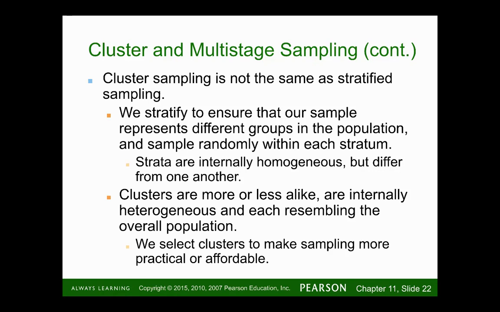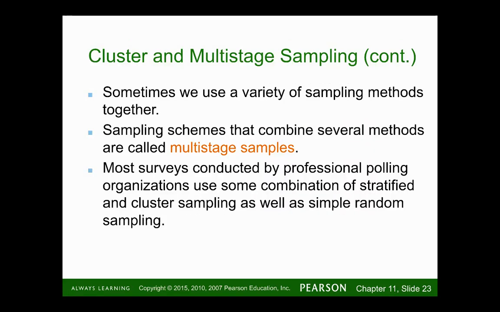We stratify to ensure that our sample represents different groups in the population and sample randomly within the stratum. Strata are intentionally homogeneous but differ from one another. Clusters, more or less alike, are internally heterogeneous, each resembling the overall population. We select clusters to make sampling more practical or affordable.